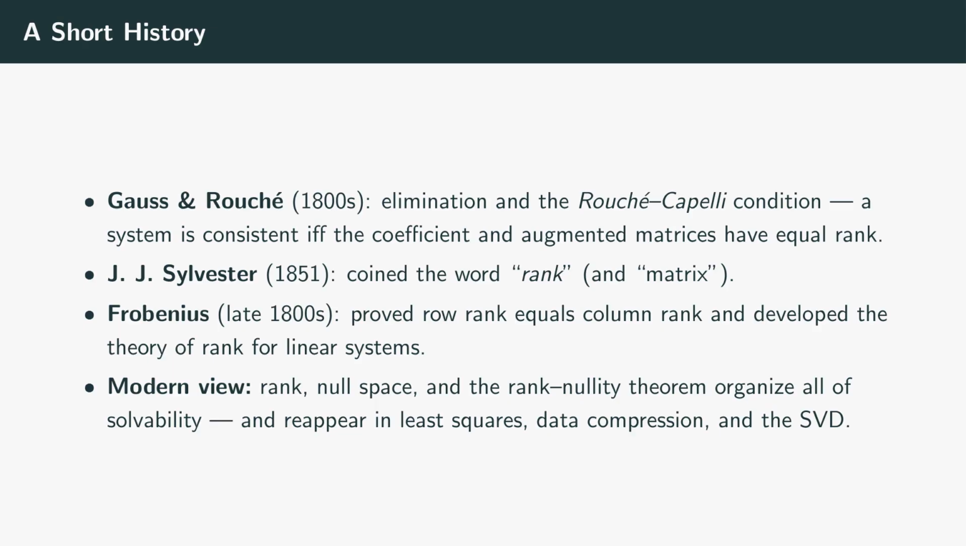A little history. The consistency condition we used, that a system has a solution exactly when the coefficient matrix and the augmented matrix share the same rank, is known as the Rouché-Capelli theorem, settled in the 1800s as elimination matured under Gauss and others. The word rank itself, along with the word matrix, was coined by James Joseph Sylvester around 1851. It was Ferdinand Georg Frobenius, late in the 19th century, who proved the deep fact that row rank always equals column rank and built much of the theory connecting rank to the solvability of systems.